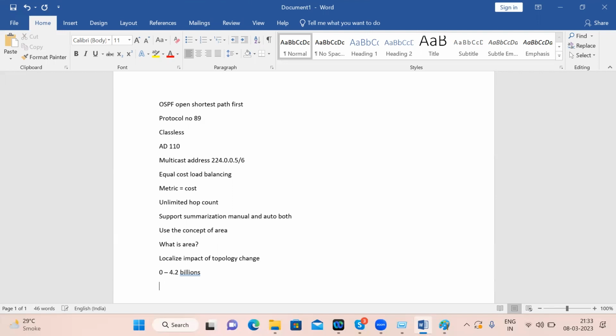0 to 4.2 billions of areas. Right? Now, 0 is known as the backbone area and all other areas are known as regular areas. 1 to 4.2 billions of areas, they are all known as regular areas. Only area 0 is known as the backbone area. Do you guys know about this or not?